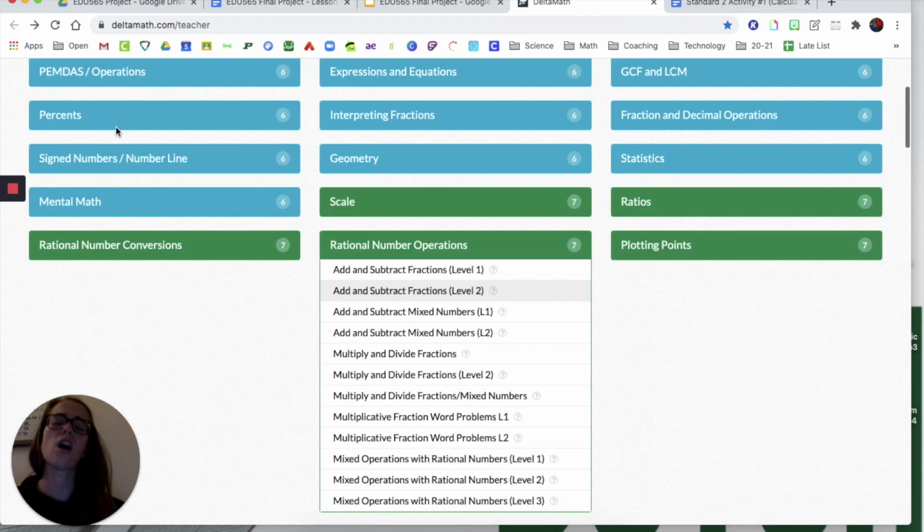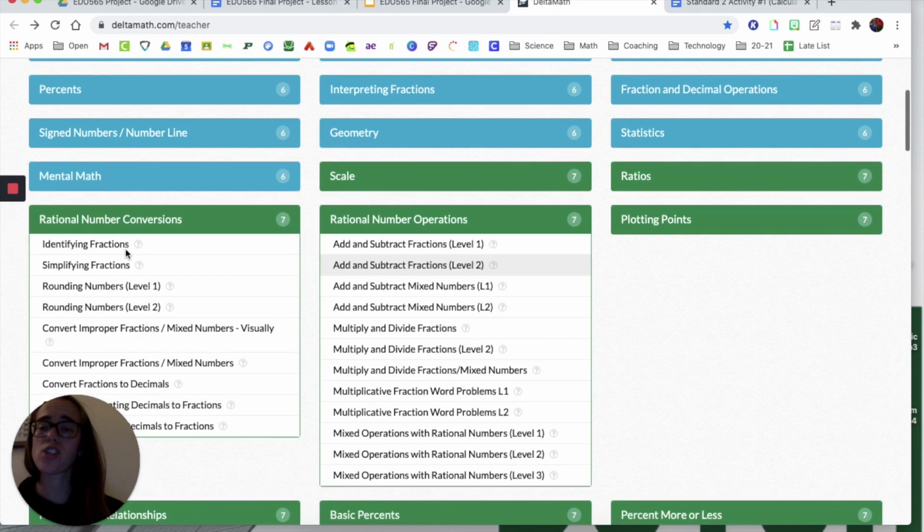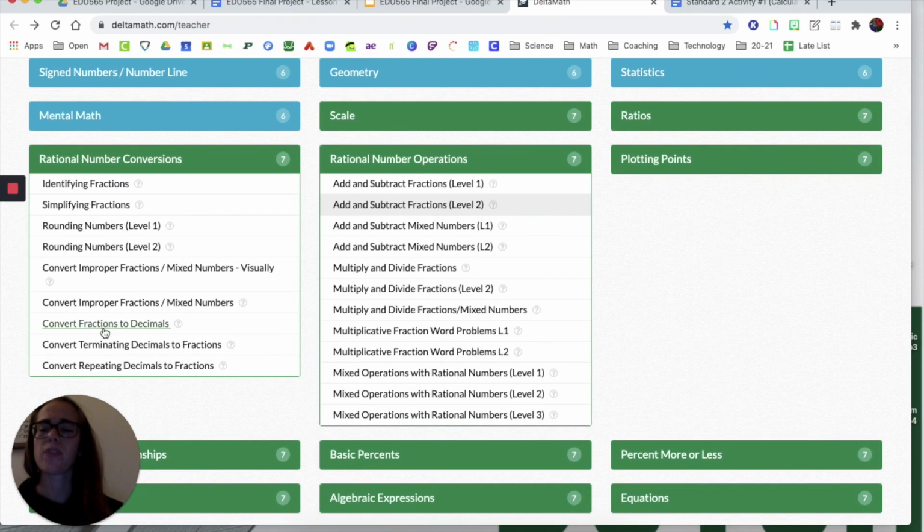So there's just a tons of different skills here. I could go over here, rational number conversions. We were also working on taking fractions to decimals, so I could use those ones as well. If I thought kids needed more of a challenge, I can do mixed operations. There are even word problems in here. So there's just a ton of options.